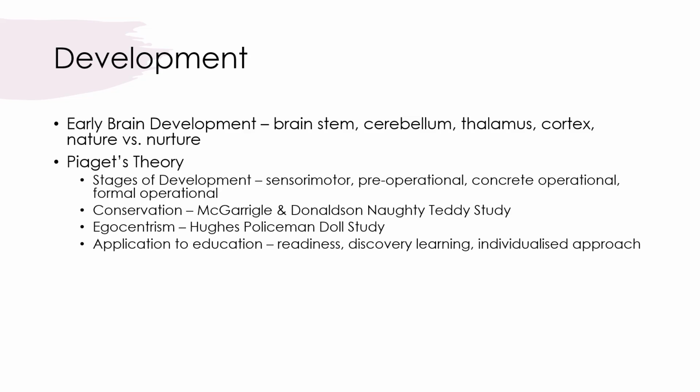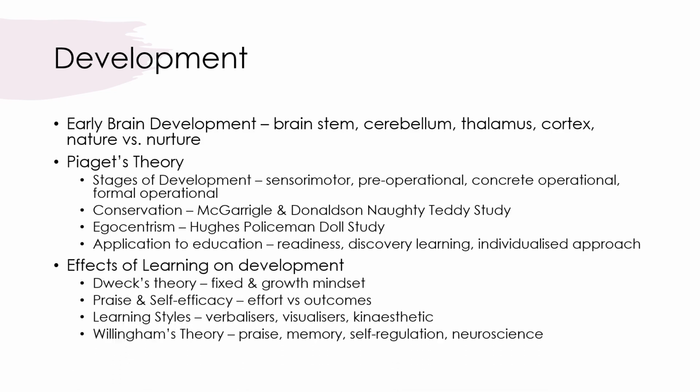And then finally, on the Piaget stage theory, there's the application to education. You need to know about things such as readiness, discovery learning, a child-centered approach, or an individualized approach. These are all things that came out the back of Piaget's research, because they can be applied in those ways. So all linked to Piaget. And then the last part of this topic looks at the effects of learning on development.